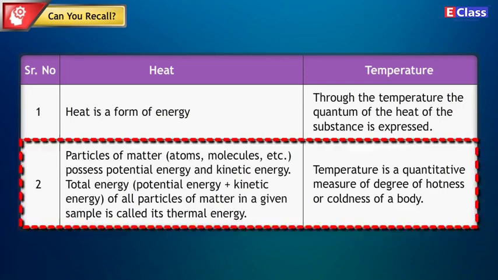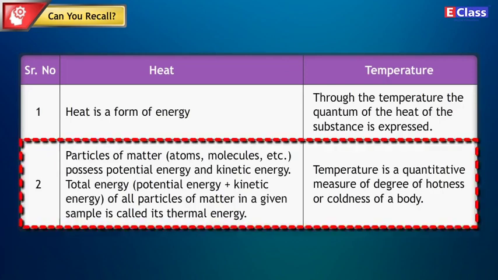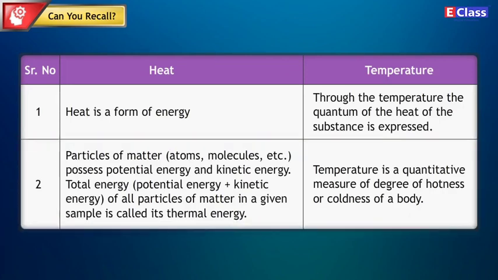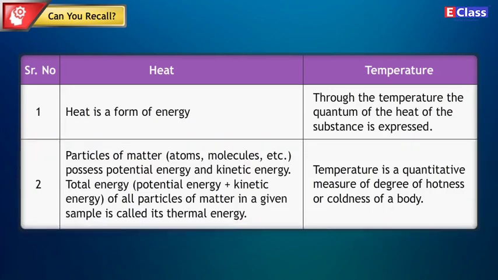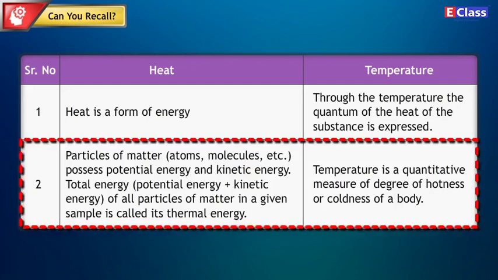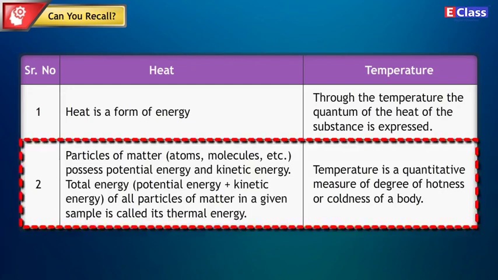2. Heat. Particles of matter, atoms, molecules, etc. possess potential energy and kinetic energy. Total energy, potential energy plus kinetic energy of all particles of matter in a given sample is called its thermal energy. Temperature. Temperature is a quantitative measure of degree of hotness or coldness of a body.